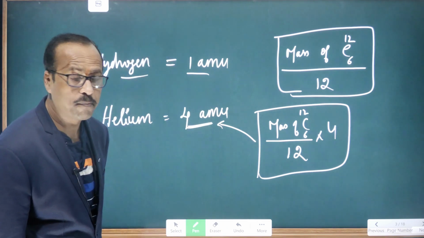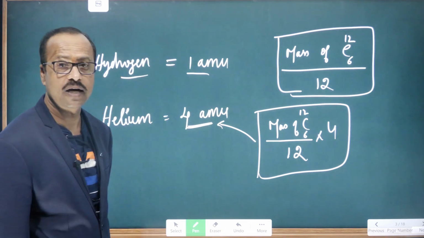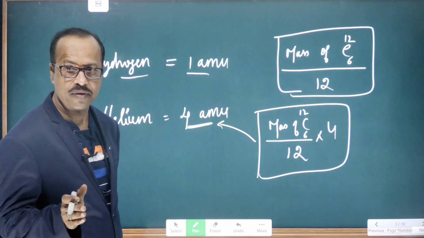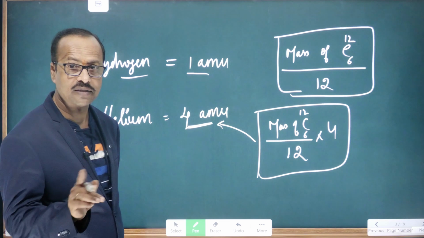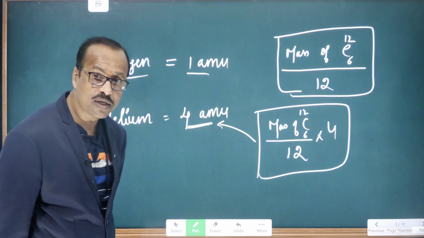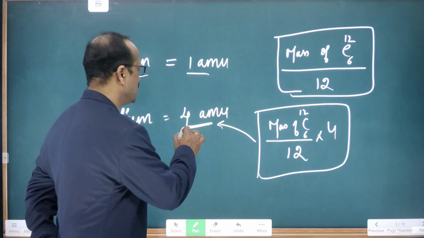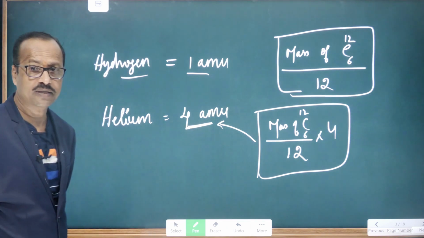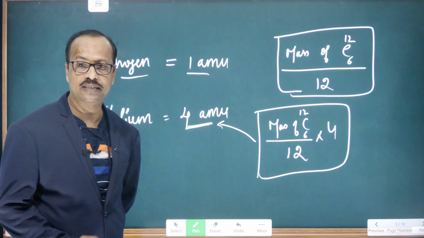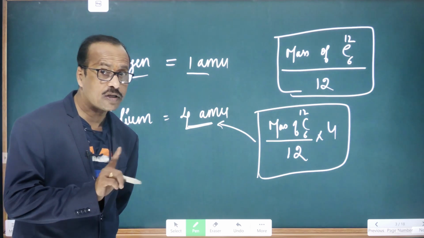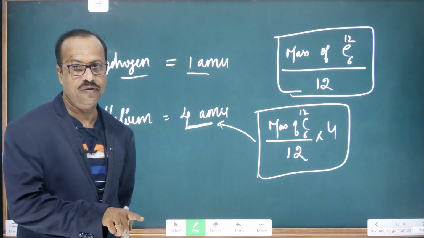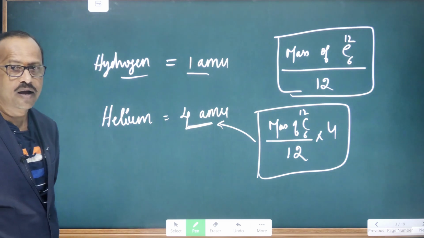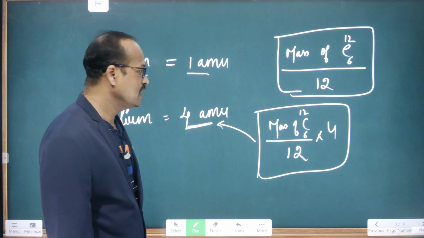So, we are comparing the mass of helium with 1/12 of the mass of carbon. Then the mass of helium is approximately 4 times the 12th part of the carbon's mass, right?